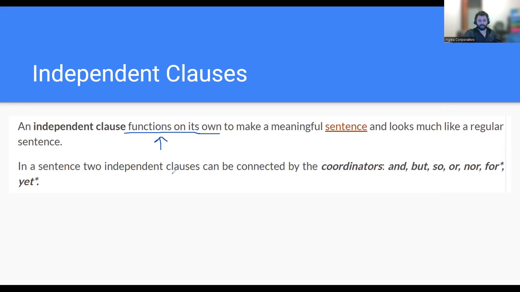Now, for example, in a sentence where we have two independent clauses, they're usually going to be connected by coordinators. And coordinators are and, but, so, nor, for, yet, okay? Something which can have the acronym FANBOYS, okay? Fanboys.